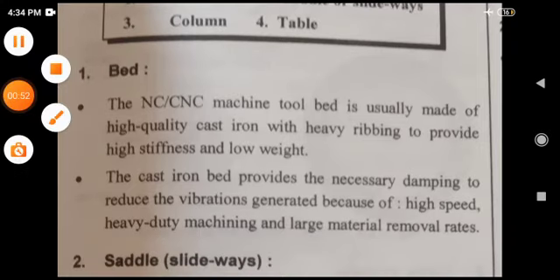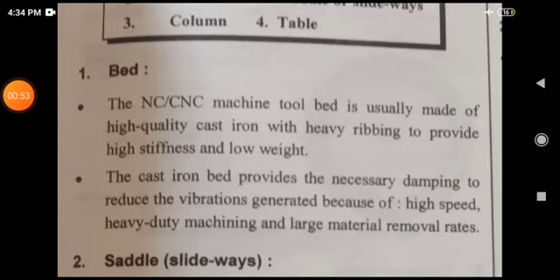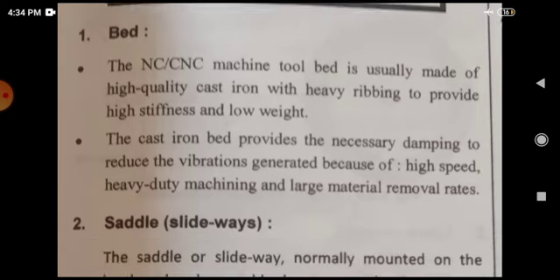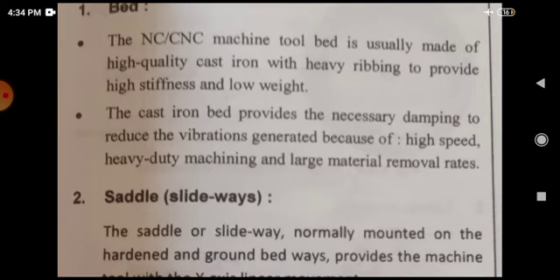First one is bed. The NC or CNC machine tool bed is usually made of high quality cast iron and heavy ribbing to provide high stiffness and low weight. The cast iron bed provides the necessary damping to reduce the vibrations generated because of high speed, heavy duty machining and large material removal rates.